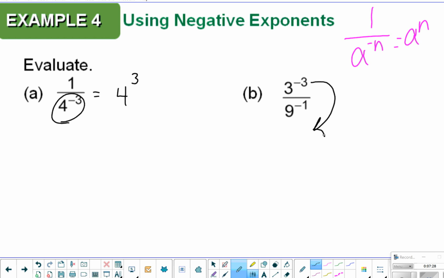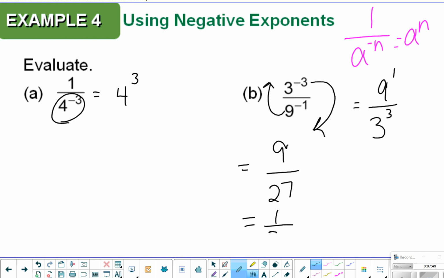we're going to have the top moving to the bottom and the bottom moving to the top because they each have negative exponents. So they're each going to move in their position from numerator to denominator or vice versa. Let's see, we get 9 over 27. That will reduce. 9 goes into 27 3 times. So final answer, 1/3 on that one.